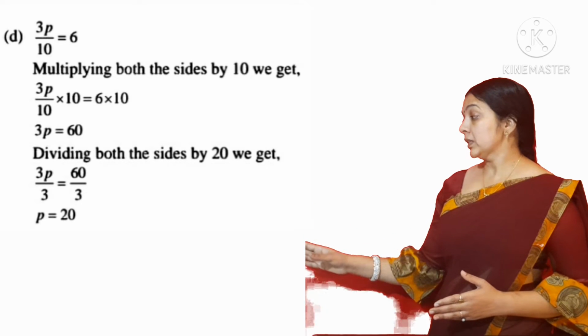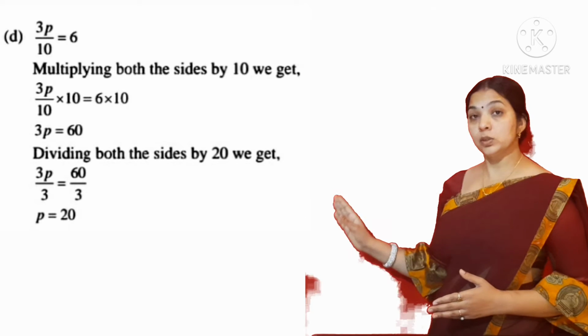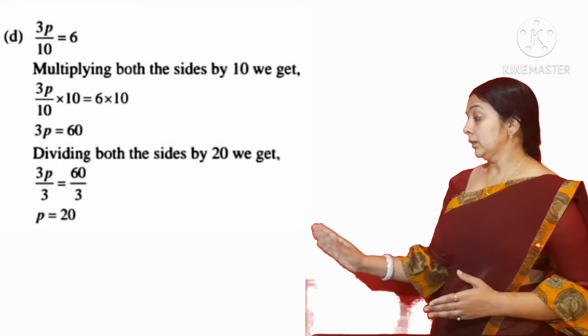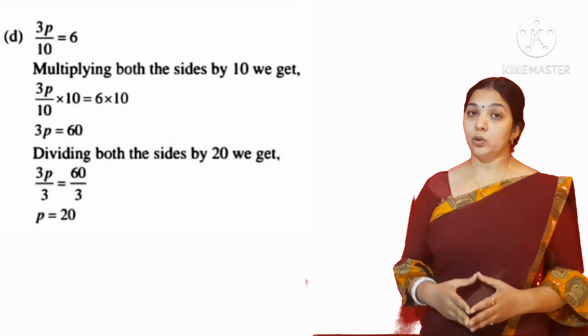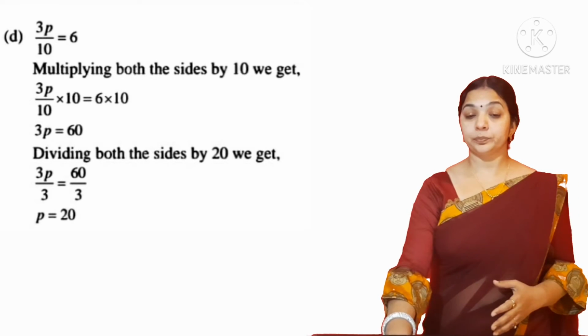So 3 will be cancelled out by 3. So p is equal to 60 upon 3. That is p is equal to 20. So p is equal to 20 is the solution for this question.